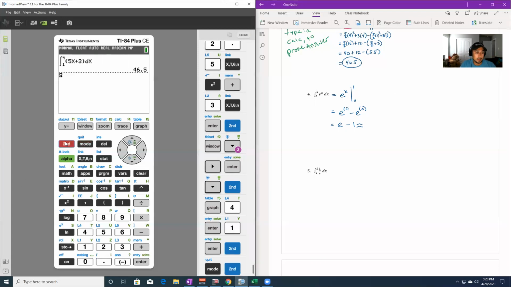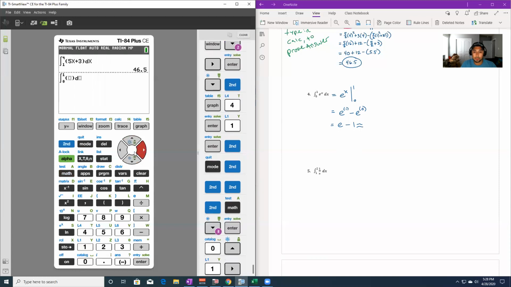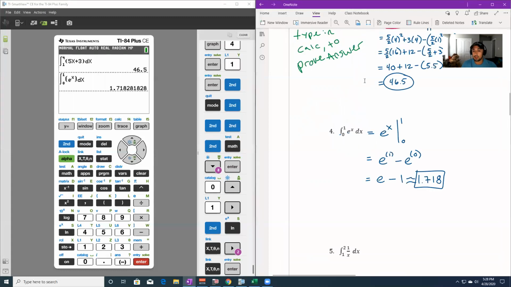So let me see. Second integral, oops, math. There's that, and then from 0 to 1 of e to the x with respect to x, bam, 1.718. That's it, right there. Okay, perfect. Let's move on. Go to the one below. Maybe I'll zoom in a little bit more for you. There you go.